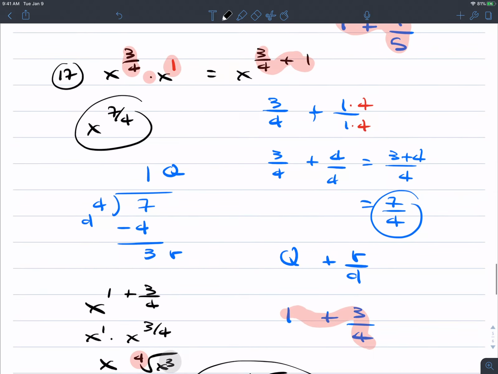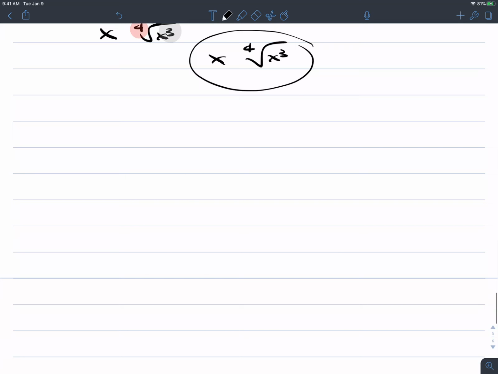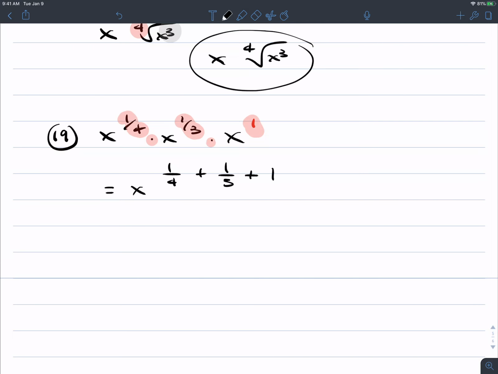So that leaves us up to 19 now. So for 19 here, x to the 1/4 times x to the 1/3 times just an x. Now if it's just an x, put the power 1 here, right? Now remember here, you could generalize this, meaning if you're multiplying exponentials and they have different or the same powers here, what do you do here again? You keep the base, and then you do what with the powers? You add them. 1/4 plus 1/3 plus 1. So we add these powers.